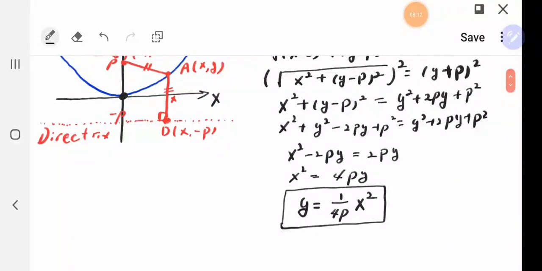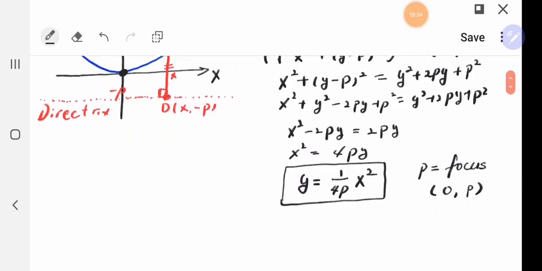So it looks like this. The value of p represents the focus. This is the focus, the one on the y-intercept in this case, the y value. So actually when x equals 0, y is p, the focus. So let's keep in mind this, y equals x squared. Actually y equals x squared, but the coefficient should be 1 over 4p, so that we can find the value of the focus, the p value.